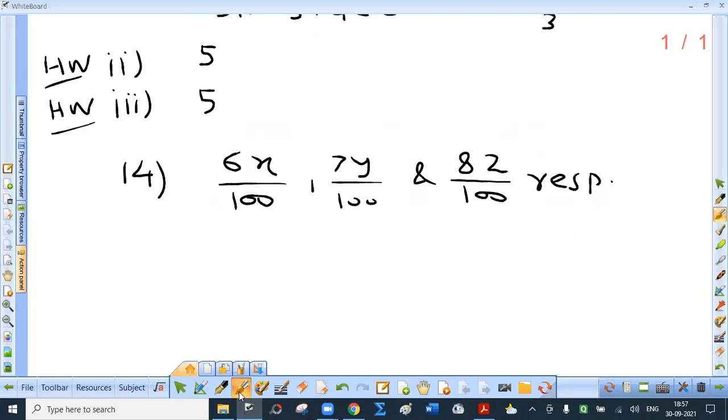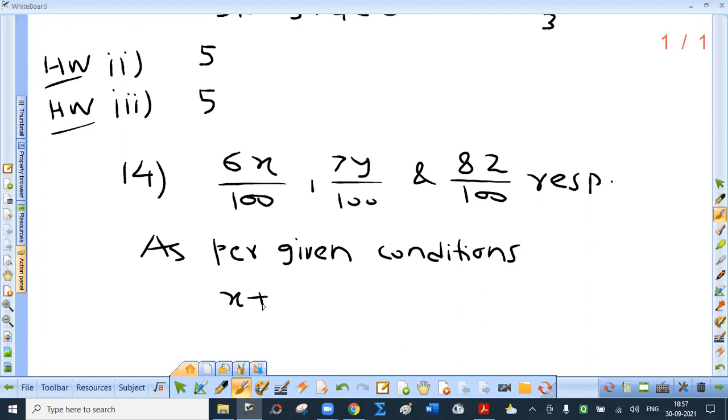Now next part. As per the given conditions, write down three equations. First equation will be what? X plus Y plus Z equal to 5,000.